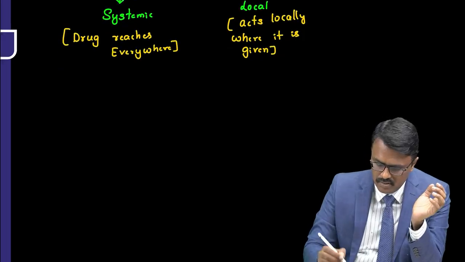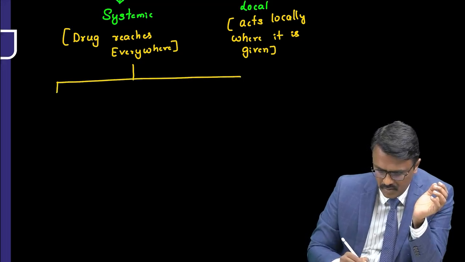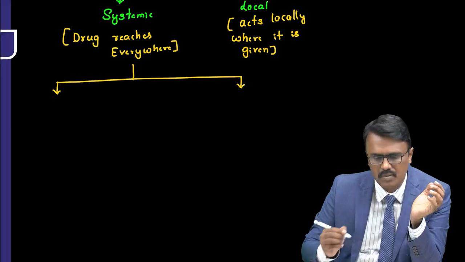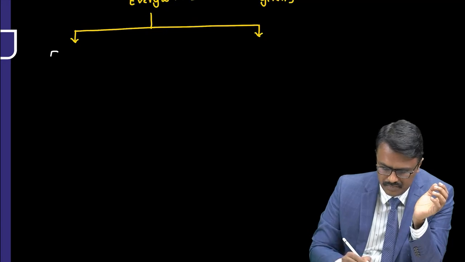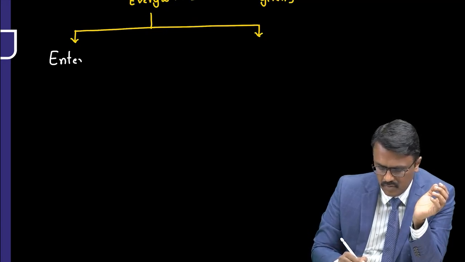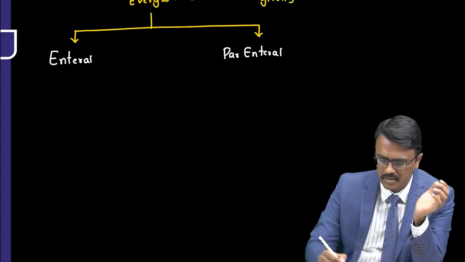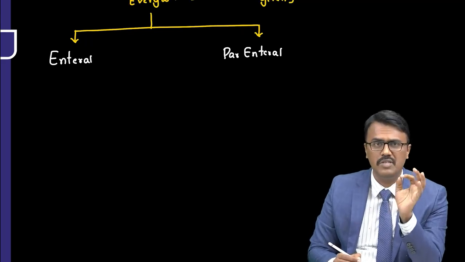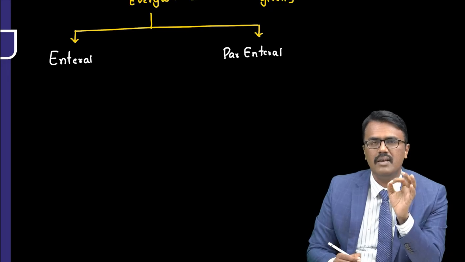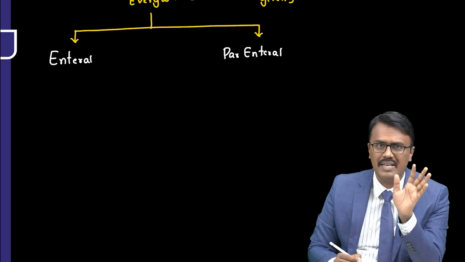Now, systemic route, there are two important things you need to note down. Systemic route has two important routes. What are those? They are called the enteral route and one more is called the parenteral route. Okay, sir, fine. What is enteral? Enteral means anything related to GIT. So whatever drugs we give through that route is enteral route.